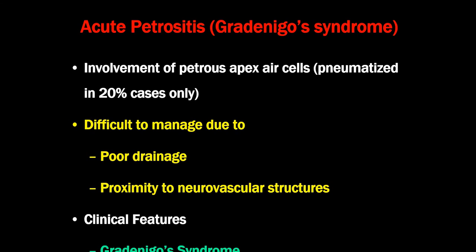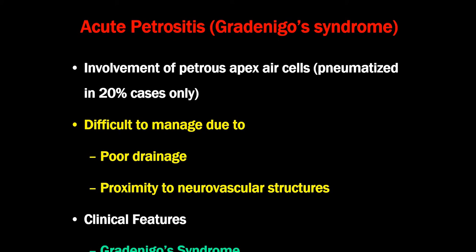The next complication is acute petrositis, Gradenigo syndrome. It is defined as involvement of petrous air cells, which occurs in 20% cases only. So when the inflammation goes to petrous cells, there might be petrositis, inflammation of petrous air cells. It is difficult to manage due to poor drainage system and proximity to neurovascular structures.